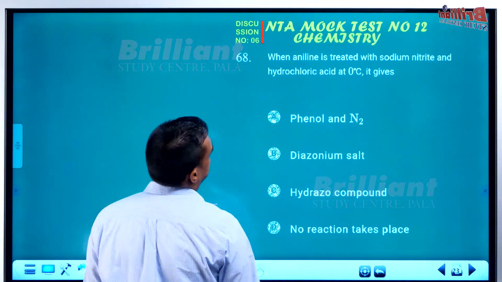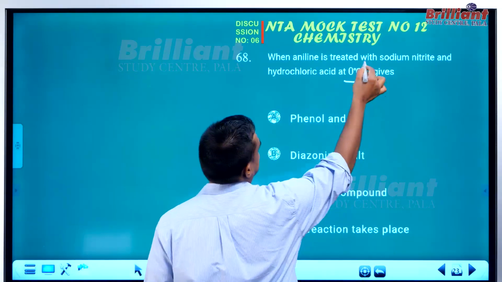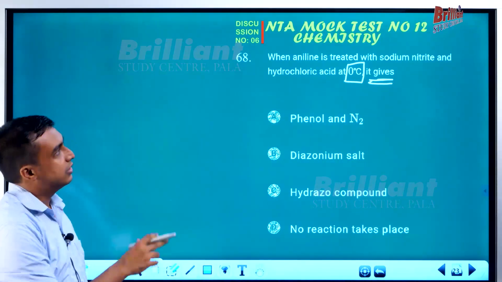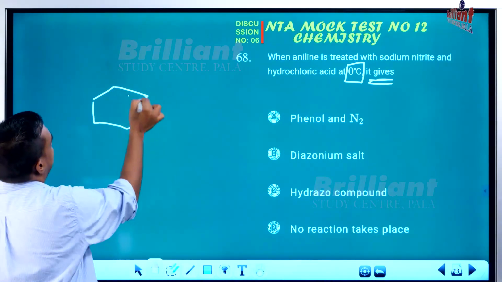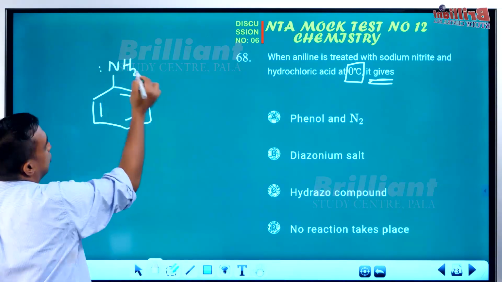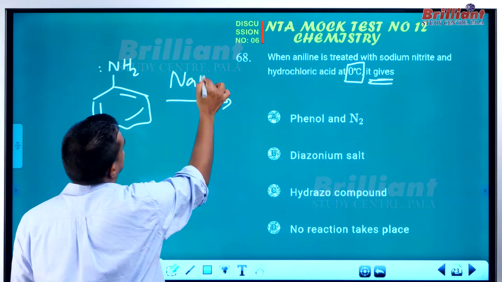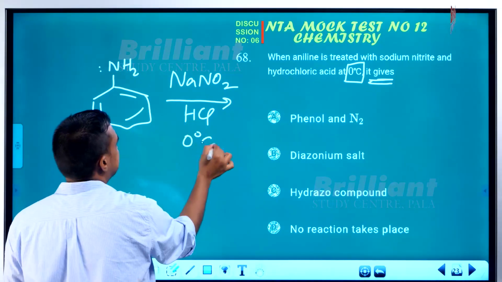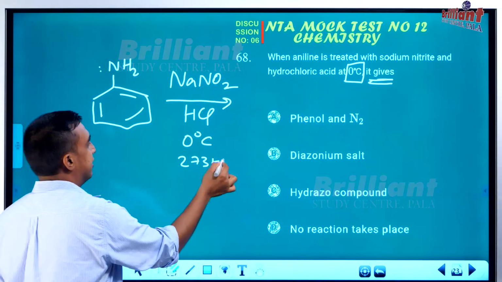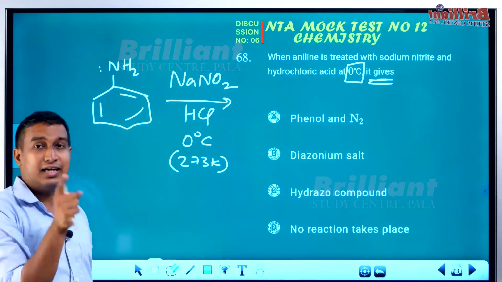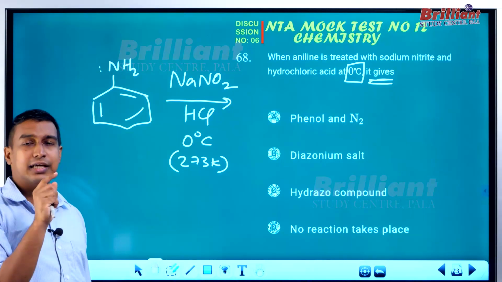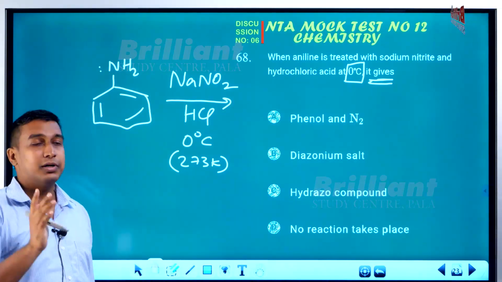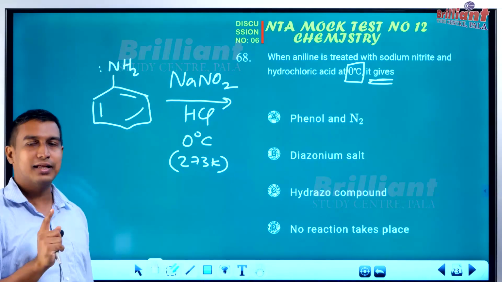When aniline is treated with sodium nitrite and hydrochloric acid at 0 degrees Celsius, what does it give? That is what is asked. Very tricky question. So we have aniline, C6H5NH2. I am treating it with sodium nitrite, NaNO2, and hydrochloric acid, HCl. Temperature 0 degrees Celsius means 273 Kelvin. Please know that at this particular temperature the diazonium salt is stable. If the temperature goes up by even 5 degrees Celsius, what will happen? Nitrogen will escape out. But the question is not about that; it asks what we get at 0 degrees Celsius.